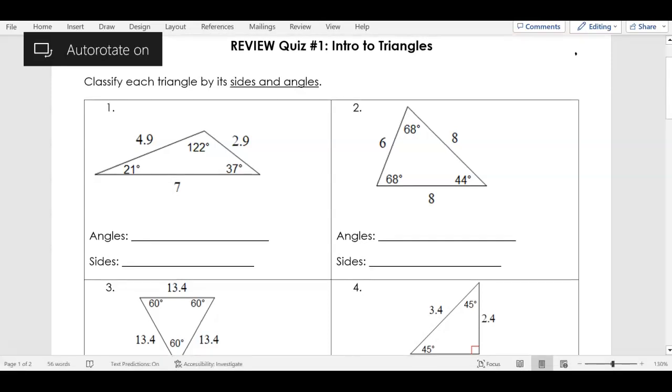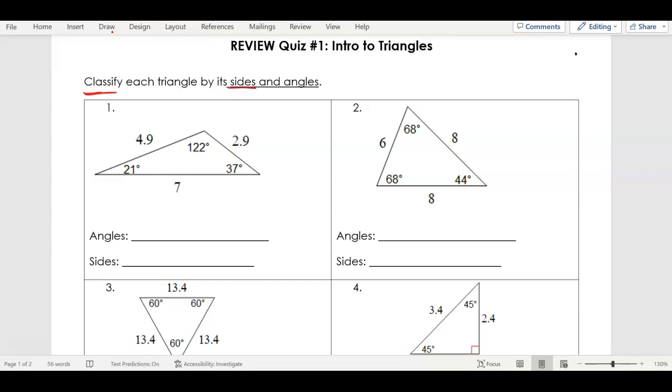All right, we are reviewing for the quiz on Intro to Triangles. So, when we classify triangles, we want to make sure we classify it by two things, sides and angles, okay? So, remember, sides can be equilateral, sides could be isosceles, or scalene.